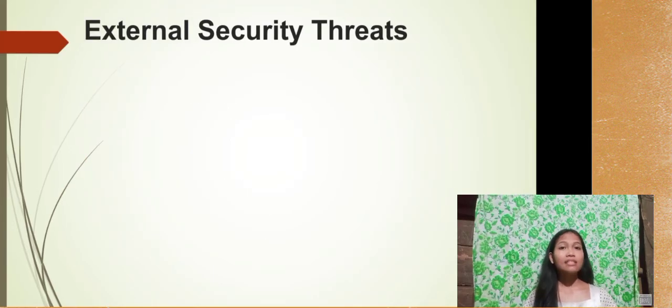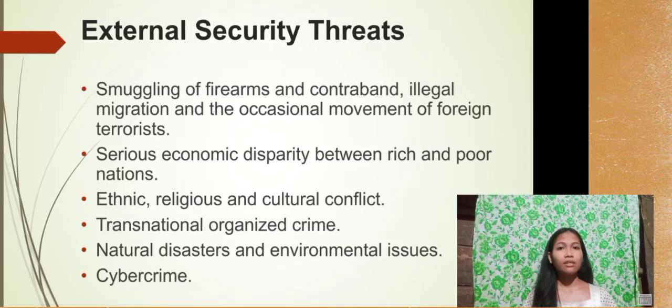Next, the external security threats. So it refers to the dangers or risks that come from outside a country or organization. Examples are smuggling of firearms and contraband, illegal migration and the occasional movement of foreign terrorists, serious economic disparity between rich and poor nations, ethnic, religious and cultural conflict, transnational organized crime, and natural disasters and environmental issues, and also cyber crime.